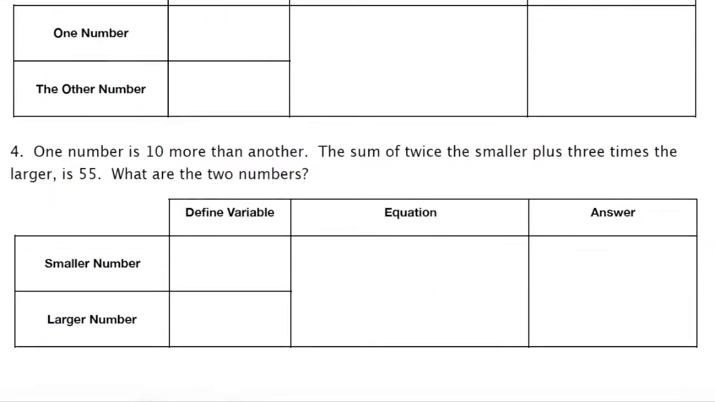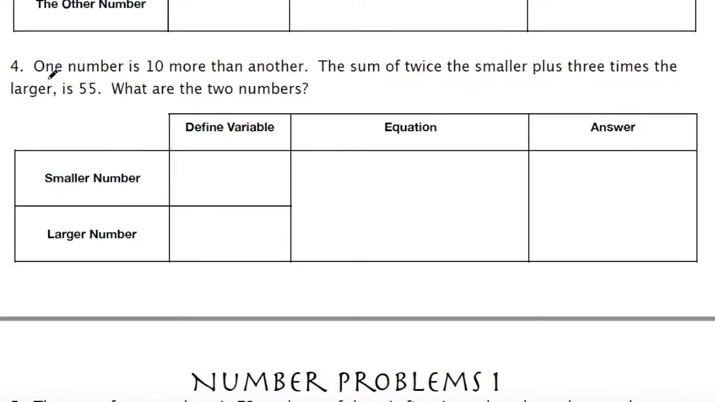If I scroll down to look at number 4, we have a smaller number and a larger number. So one number is 10 more than the other. So the smaller number is x, and the larger number would be x plus 10.